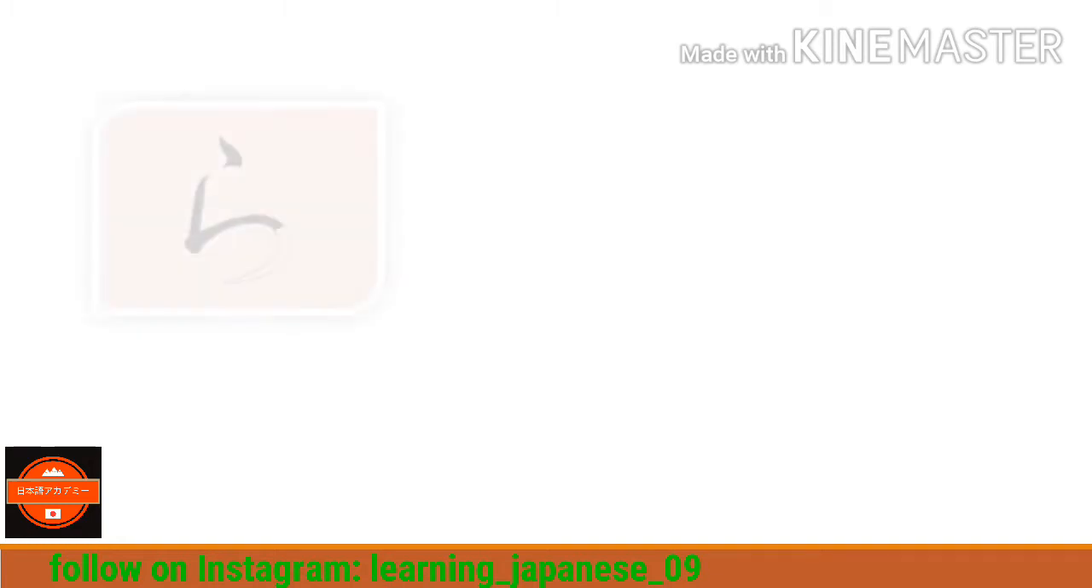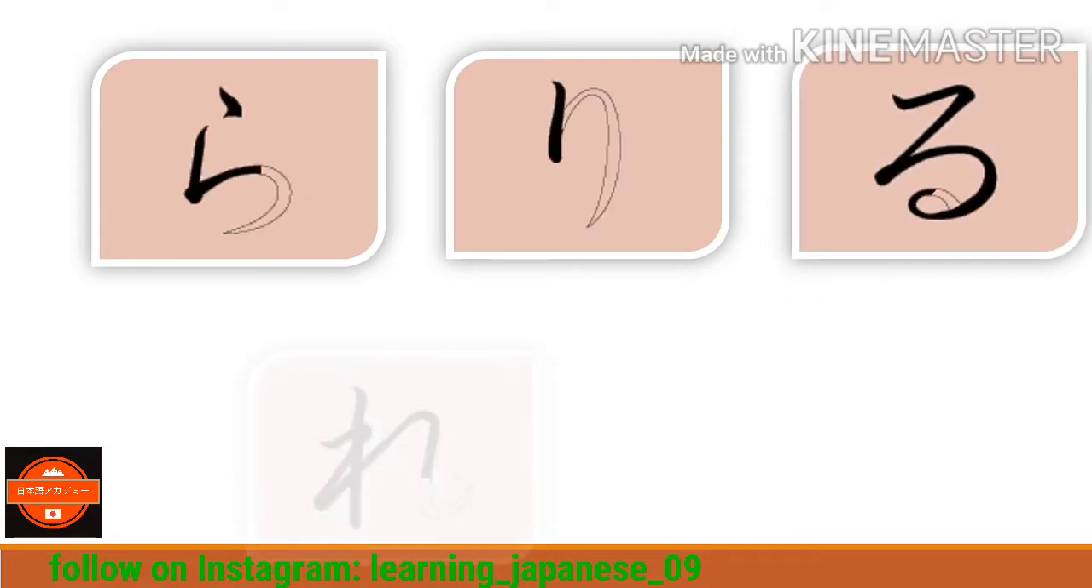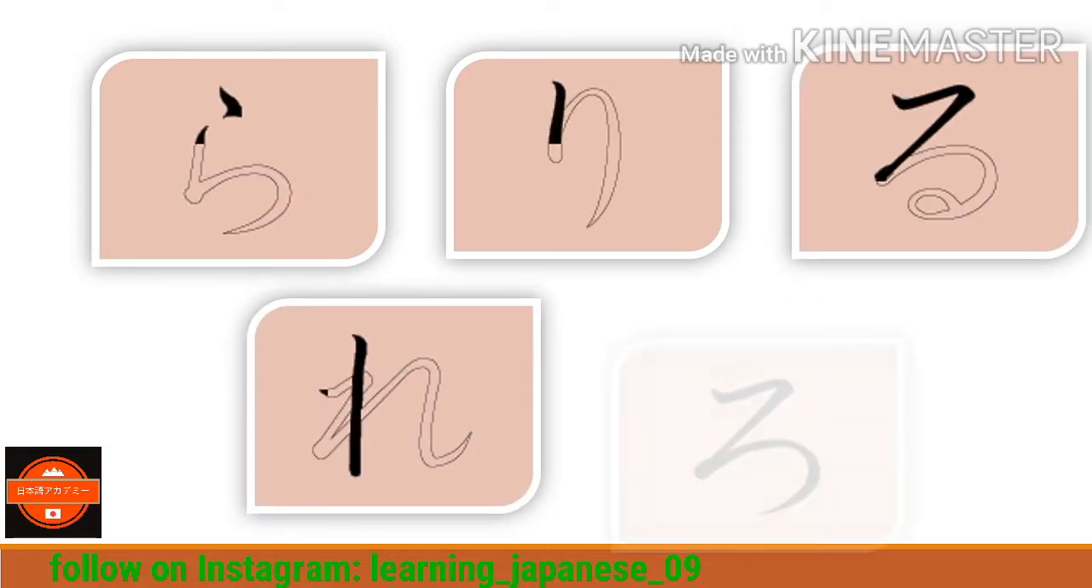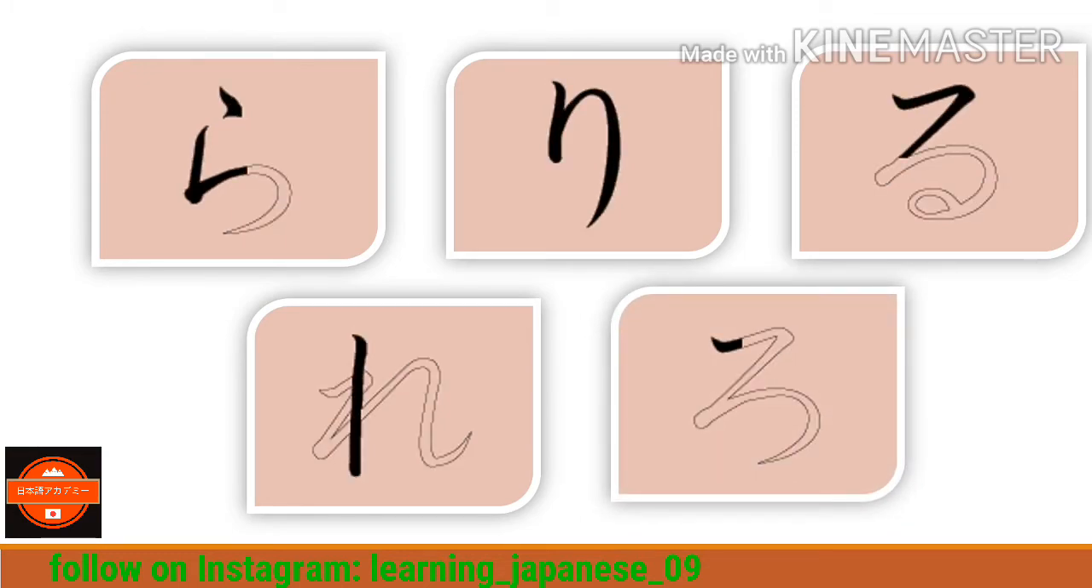Mou ichido ra, ri, ru, re, ro. Let's practice with some words.